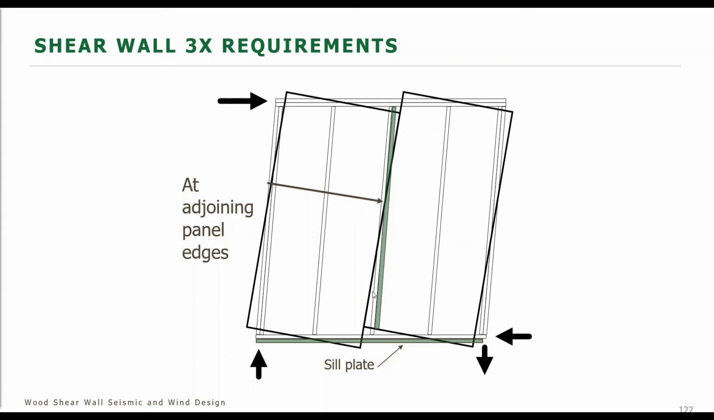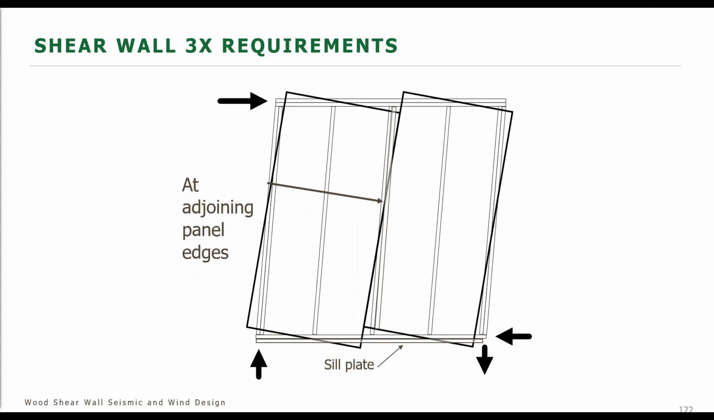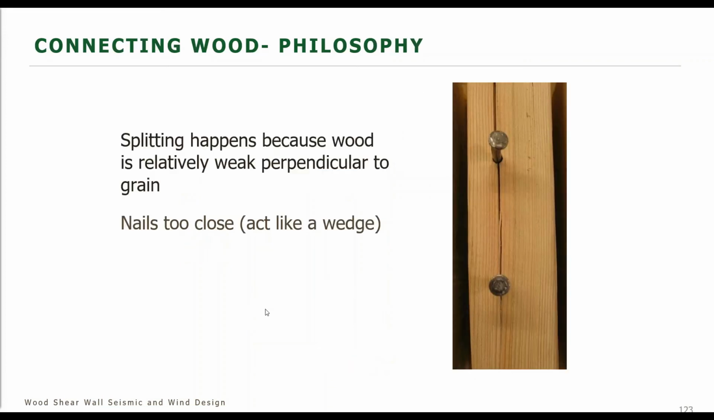So here's that adjoining panel edges where we see some racking back and forth of the shear wall and can cause issues at that panel joint. And that is why it's required to have, for high loaded shear walls, a 3x member there because of the accentuation of the forces and the racking that can occur at that panel joint. You're nailing off 2 panels here, and we want to make sure that we have the proper connection.